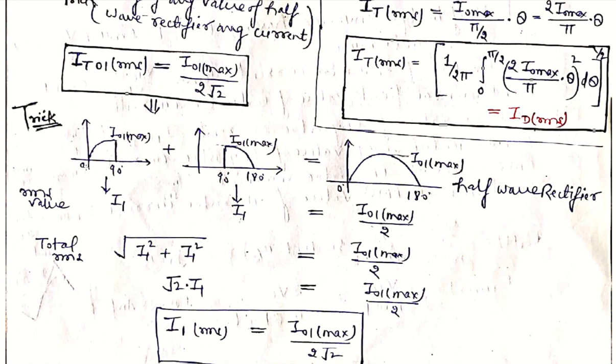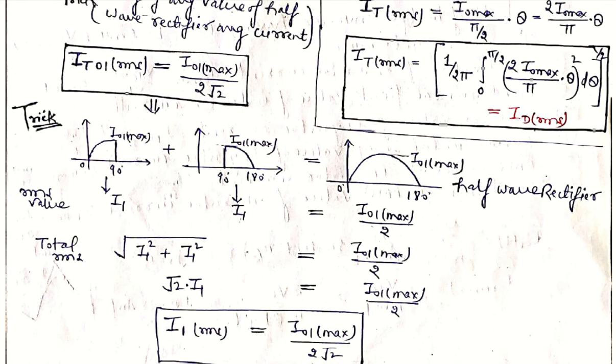And due to the same duration from 0 to 90 and 90 to 180, we will say that the RMS value of this first waveform is I1 and the second waveform is again I1. And we know for the half wave rectifier case, the RMS output value is equal to Im upon 2, or I01 maximum upon 2. Now we will apply the RMS logic. So total RMS equals the root mean of the square of this I1 square and I1 square, which is equal to I01 maximum divided by 2.